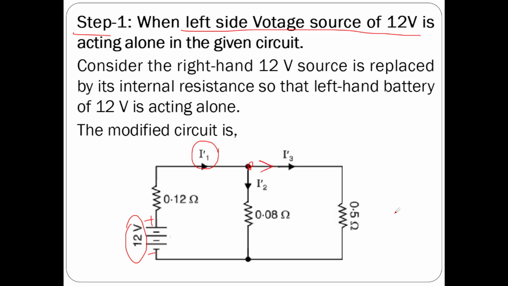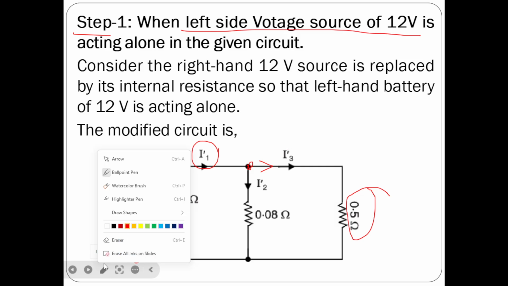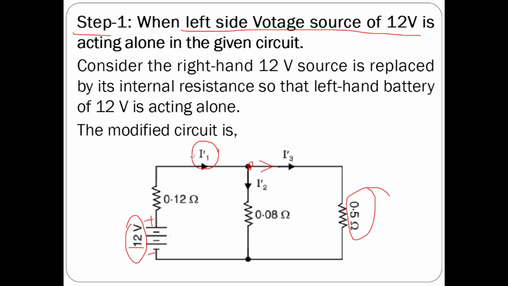Now what is the current in the 0.5 ohm resistor because of this 12 volt source? It is I3 dash. So we have to determine I3 dash now. If I want to determine I3 dash, I must know how much current is entering at this junction, meaning the total current I1 dash. I have to determine I1 dash first of all to determine I3 dash.